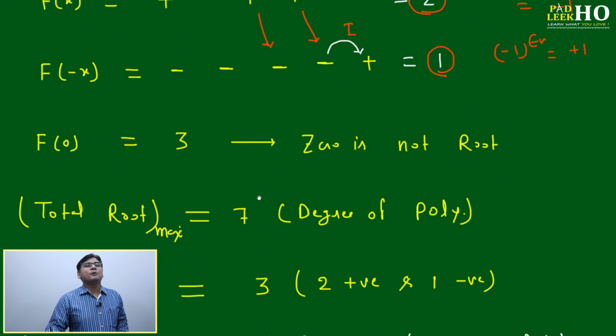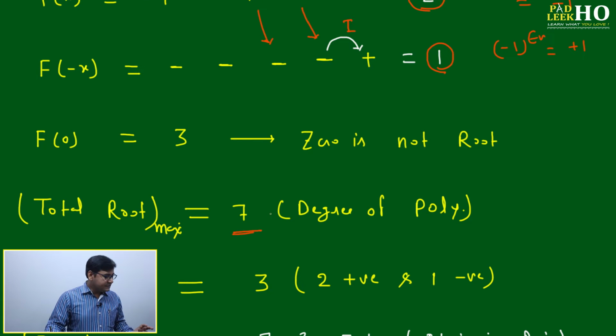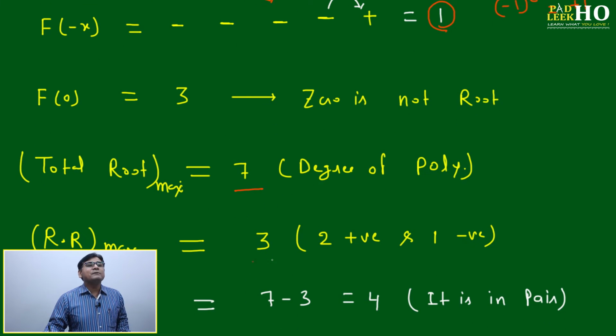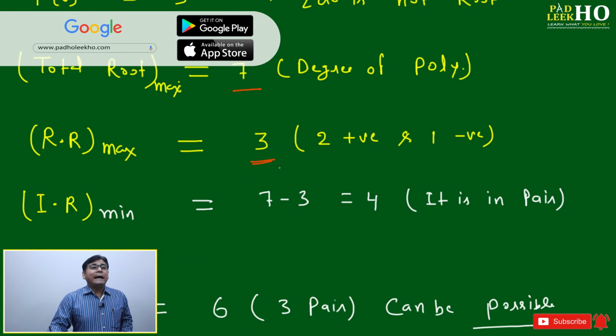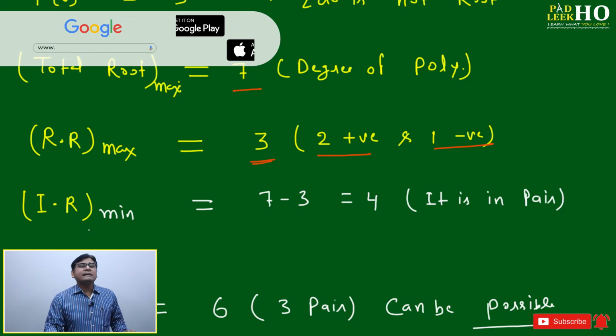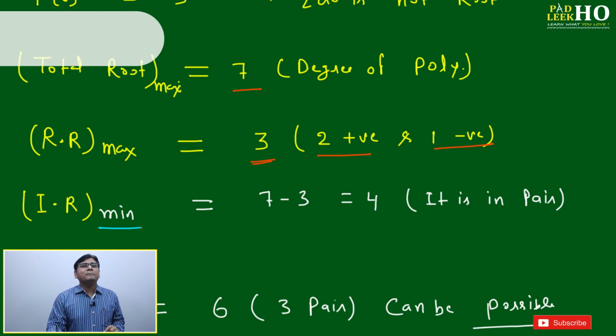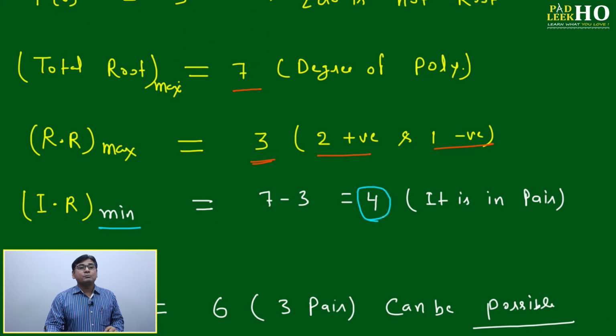7 is the degree of this polynomial. Then this 7 is fixed. This 7 cannot change. But these 7 can be distributed between two types of root, real root and imaginary root, in different ways. Then real root maximum will be 3. Just check, 2 plus 1, it is 3. Means total real roots can be 3 at most. If only 3 is possible, then imaginary root minimum will be 7 minus 3, which is 4. Means 4 imaginary roots are required minimum.